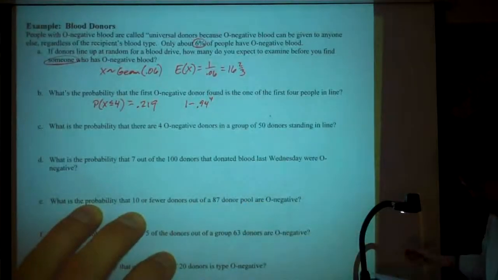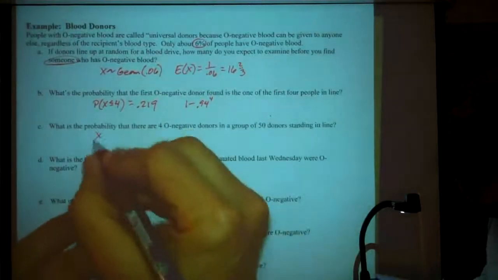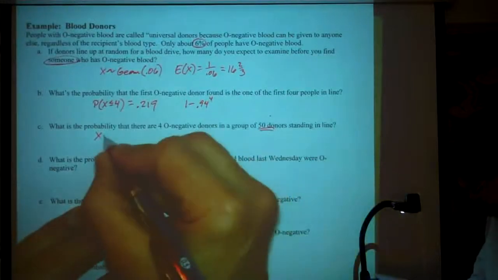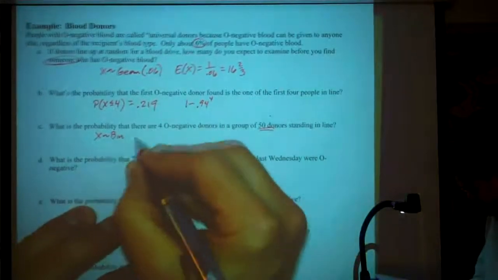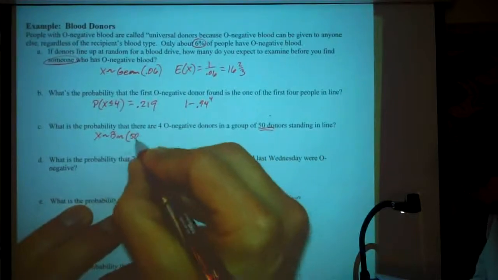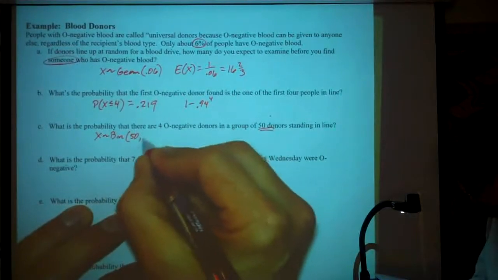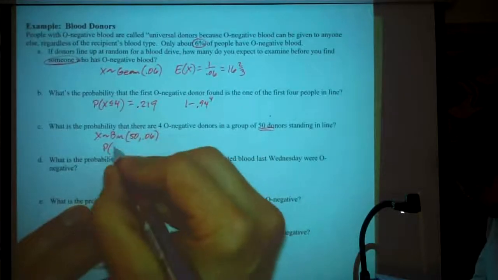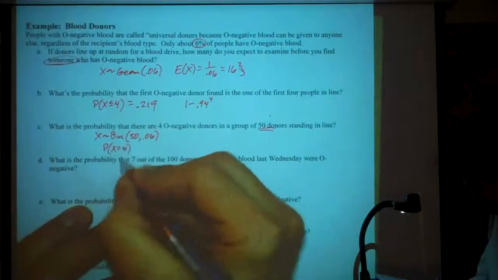Okay? So, what's the probability that there are 4 O-negative donors in a group of 50 donors standing in line? Well, now I know exactly how many people are here. This is no longer geometric. This is a binomial random variable. And n is 50. The probability of success is 0.06. And I want to know what's the probability that x equals 4.